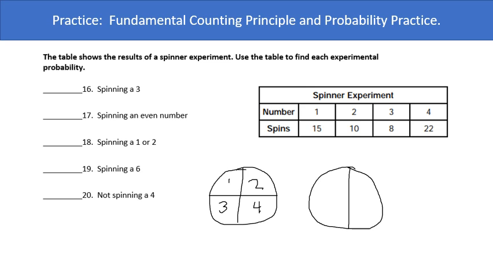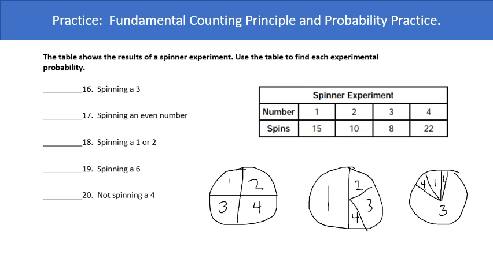So it's possible that we have 1, 2, 3, 4. It's possible that we have 1, 2, 3, 4. Who knows what this spinner looks like? It could look like anything.